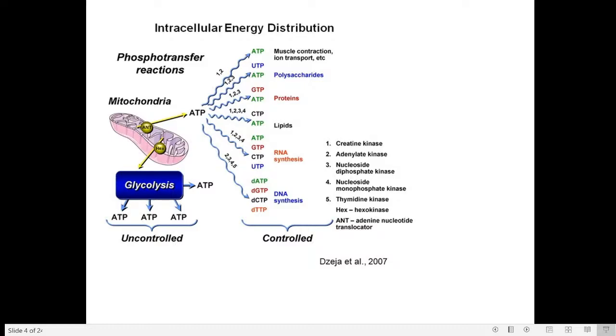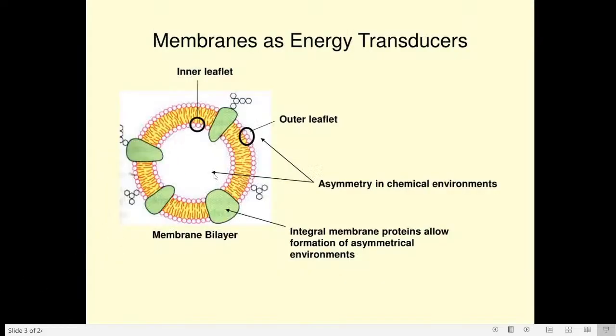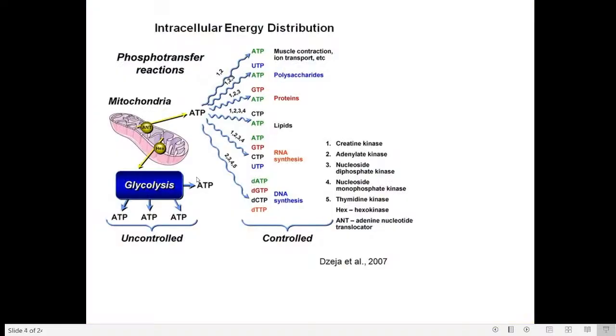In intracellular energy distribution, transduction means it may communicate to the outside or to the inside. Here I have included the intracellular, that is the internal energy, and how the energy is distributed. First there are three pathways: the phosphoryl transfer reaction, the mitochondrial reaction, and the glycolysis process. These are uncontrolled conditions because they uncontrollably release ATP.